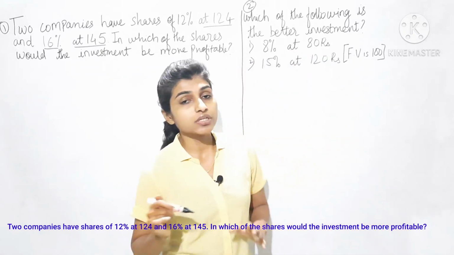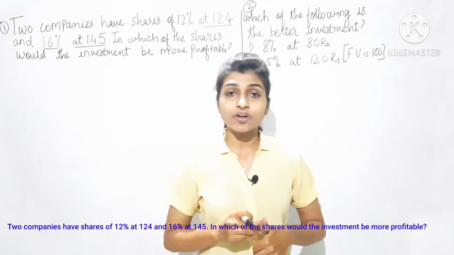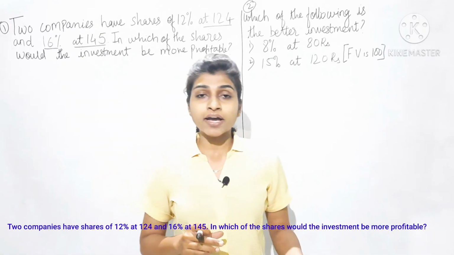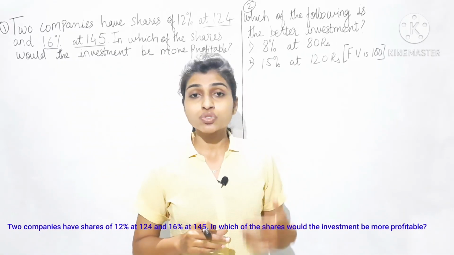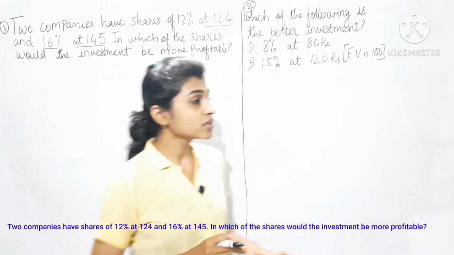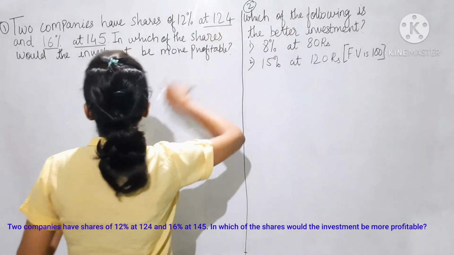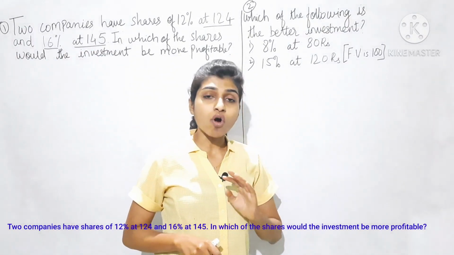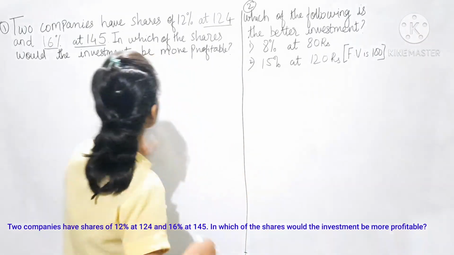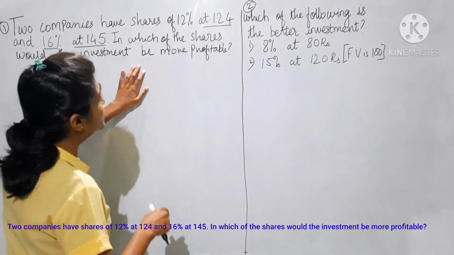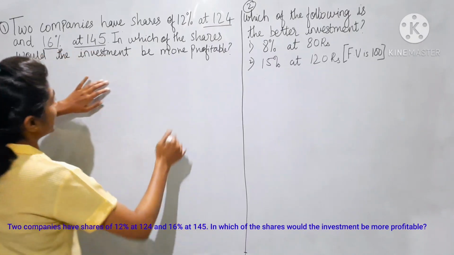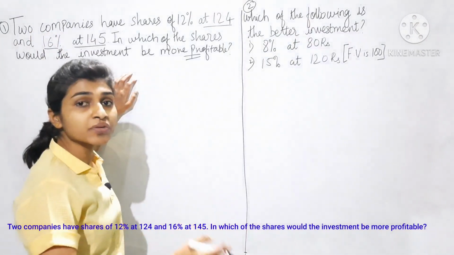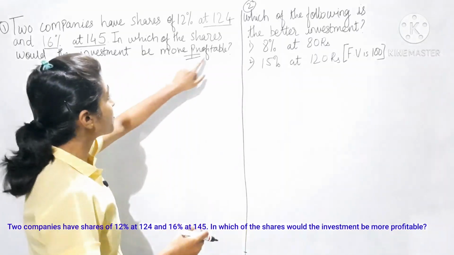Now face value means what? The original value of the share. Basically it is 100 rupees, and market value means the price at which the shares are actually bought or sold in the market. Now in this example, this 124 rupees and 145 rupees is market value. Face value of all the shares will be 100 rupees. So now we have to find which company's share is more profitable. If we invest either in the first company or in the second company, which company's share will give us more profit?